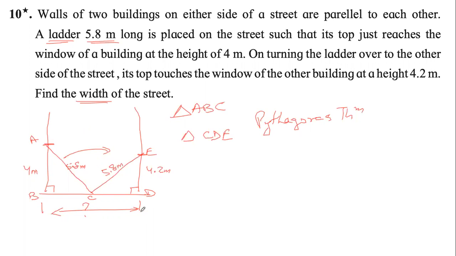Now, using the Pythagoras theorem, we can find BC. Using the Pythagoras theorem, we can find CD. And then finally, we can say the width of the street, which is equal to BD, can be found out by adding BC with CD. Okay. The interesting question here is, yes, you can apply Pythagoras theorem and calculate the width of the street. That's very simple mathematics.